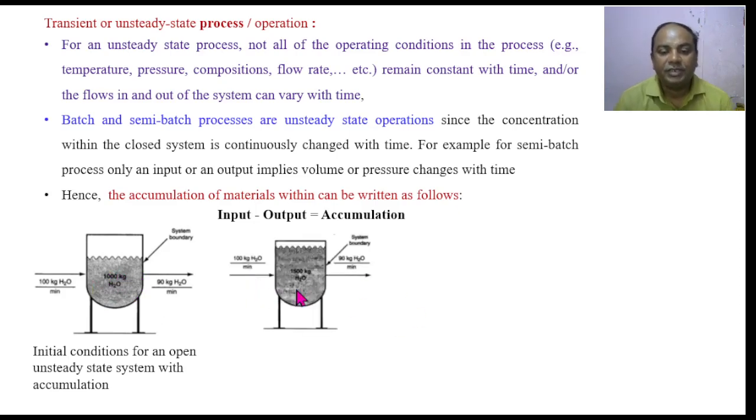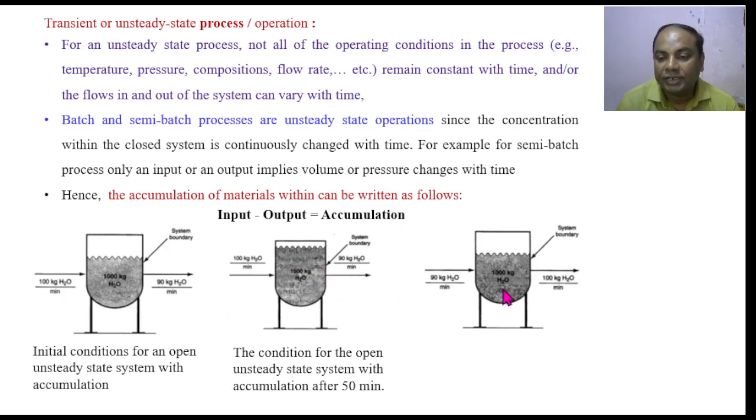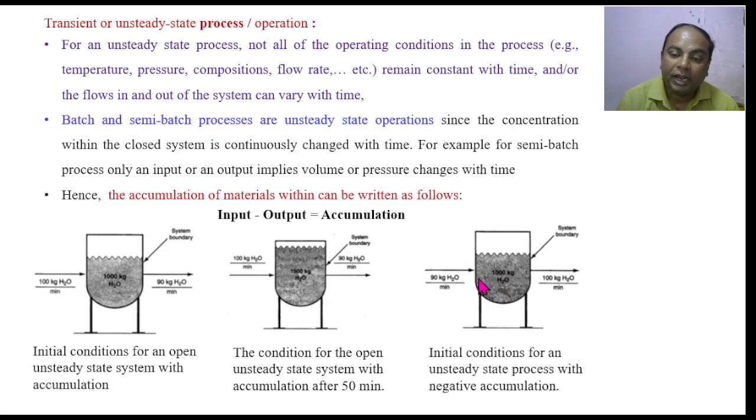Here you can see that the accumulation of the substance or matter is going on. A condition may arise that this substance may spill out of the process unit. So here we can also have a negative accumulation. That means 90 kg of water is entering into the system, and 100 kg of water leaves the system. So we can say here that it is negative accumulation.